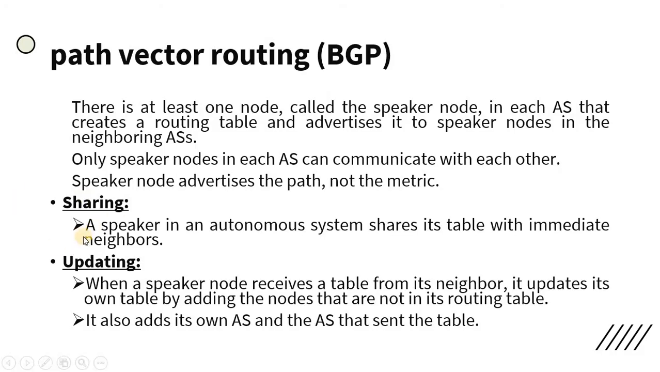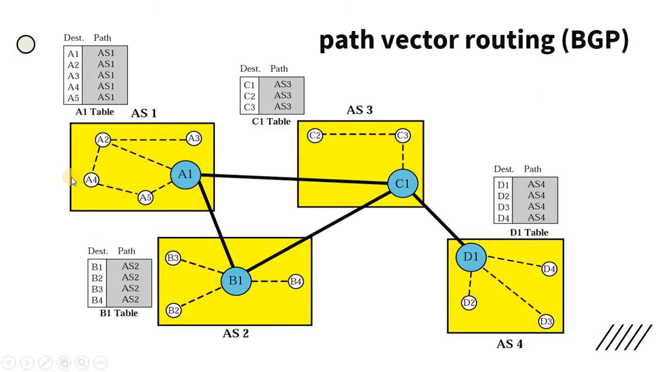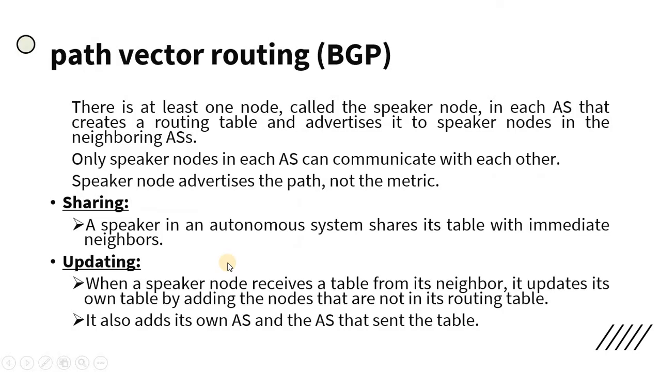Next is sharing. A speaker in an autonomous system shares its table with its immediate neighbors. Here the speaker node is A1, and A1 shares its path information with its neighbors. Here the neighbors are A2, A3, A4, A5 and B1. It shares the information with these different nodes.